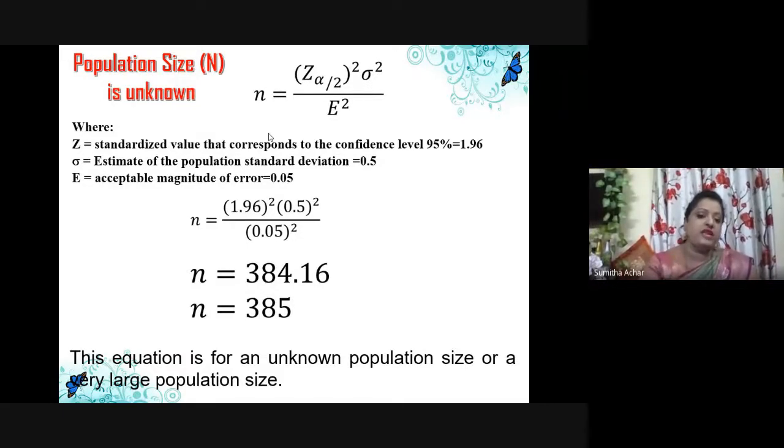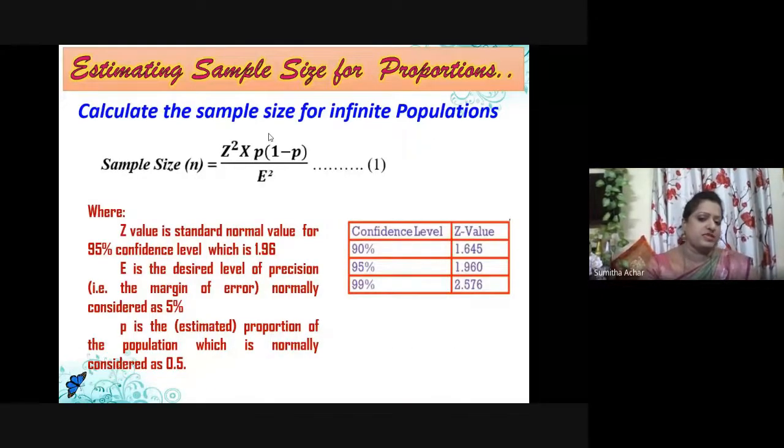Now, everybody knows the theory till here, right? You can apply the same thing with respect to proportions as well. Say Z square into P into Q divided by E square. Q is nothing but 1 minus P, right? That is an estimated proportion. Again, P, we take the value as 0.5, right? So Z square as 1.96.